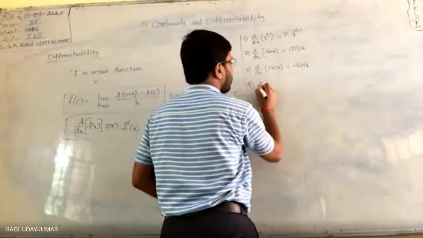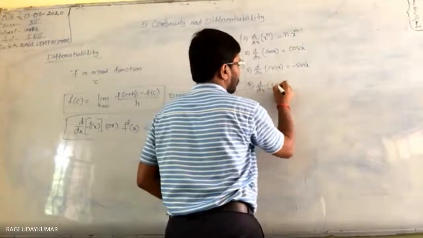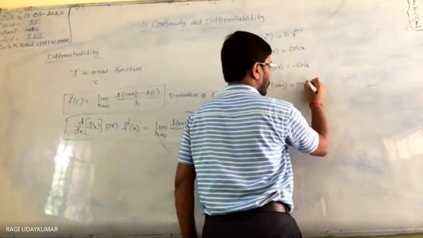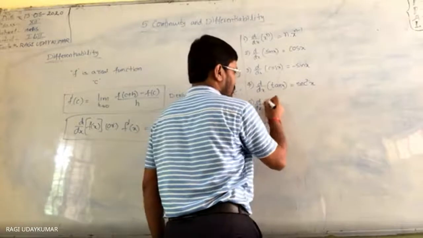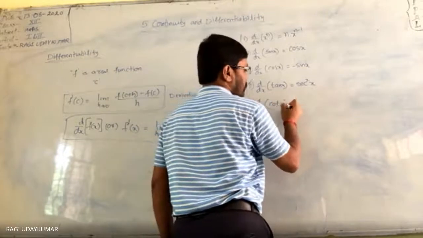d by dx of tan x is equal to sec square x, secant square x. And d by dx of cot x is equal to minus cosec square x. Minus cosec x cot x. Oh, sorry, cosec square x.